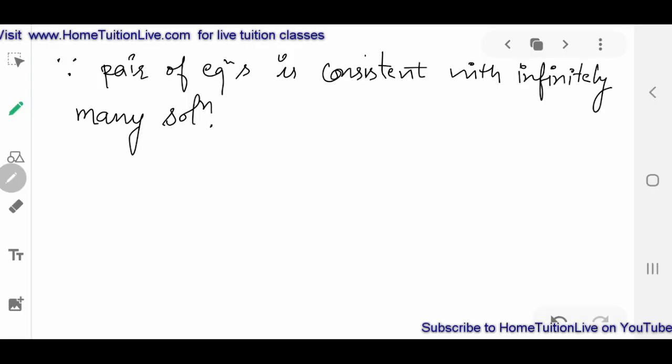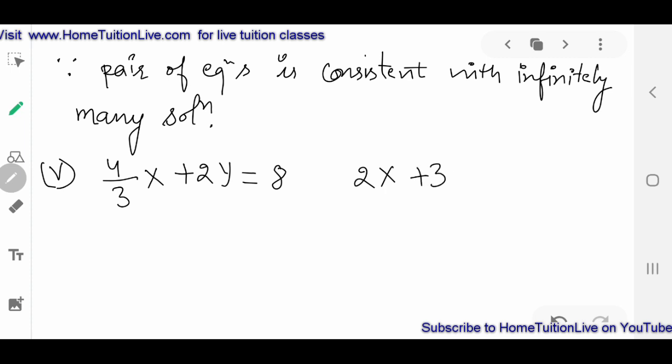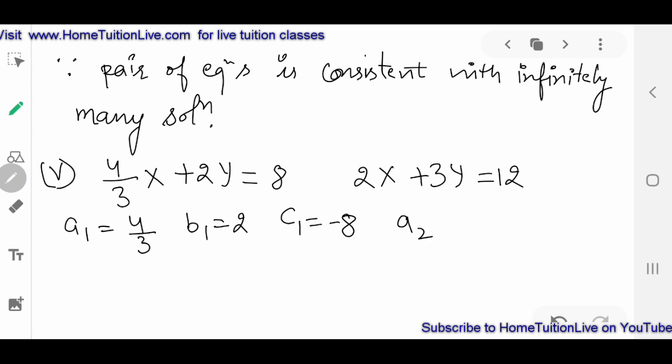Now the next part is the fifth part. What are the equations? 4/3 x plus 2y equals 8, 2x plus 3y equals 12. A1 is 4/3, B1 is 2, C1 is minus 8. A2 is 2, B2 is 3, C2 is minus 12.